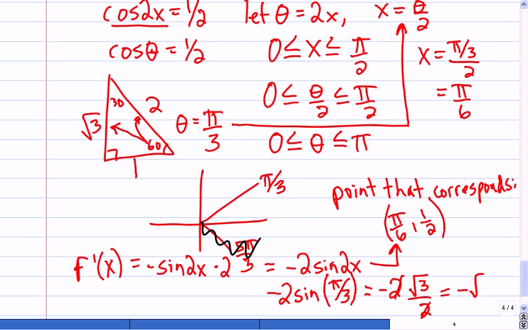So it would be negative root 3. So the steps we did were find the corresponding point. We've now found the corresponding derivative. It's the reciprocal of this for my answer.